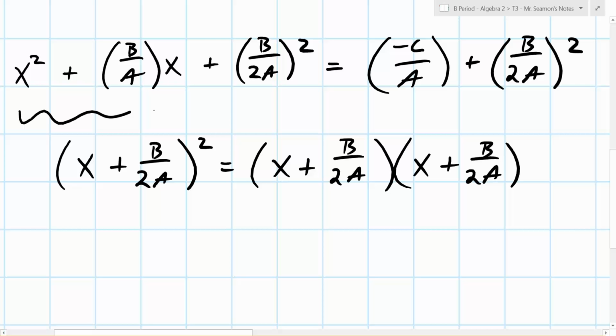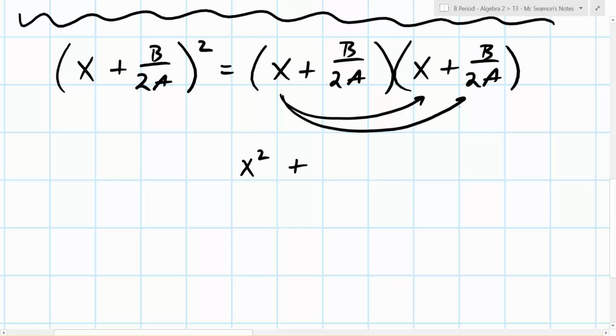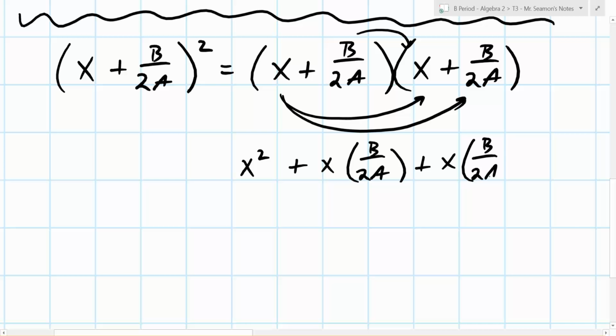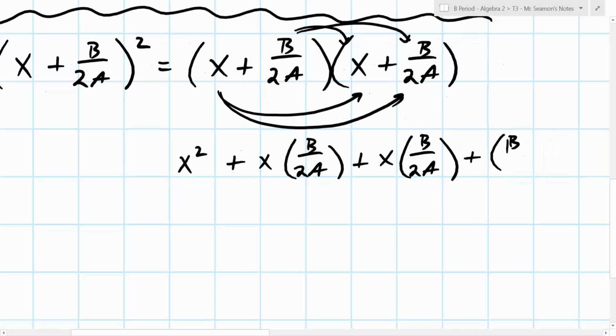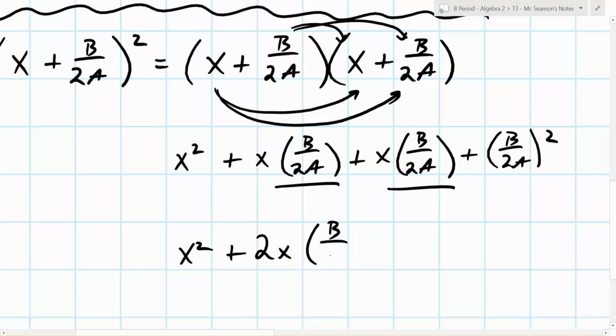This is just a sidebar. If I were to multiply that out, what is x times x? X squared. Then x times b over 2a, plus x times b over 2a again, and then b over 2a squared. Let's do a little algebra to clean this up. We have the same thing in here, so how many do we have? Two of them. So we have x squared plus 2x times b over 2a plus what?